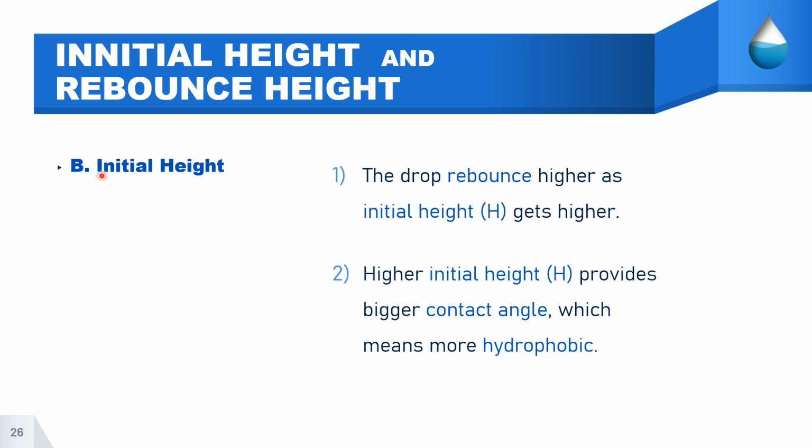This is the conclusion of initial height and rebound height. We can see in the experiment B, the drop rebounds higher as the initial height gets higher. The higher initial height provides a bigger contact angle, which means more hydrophobic.